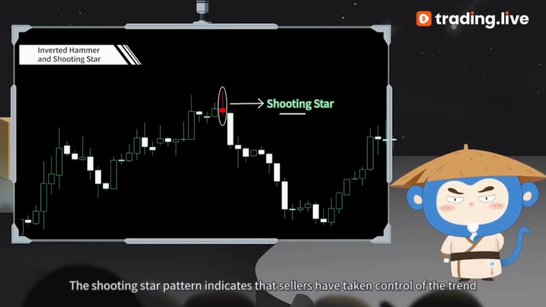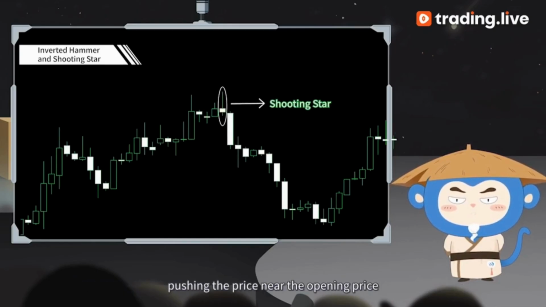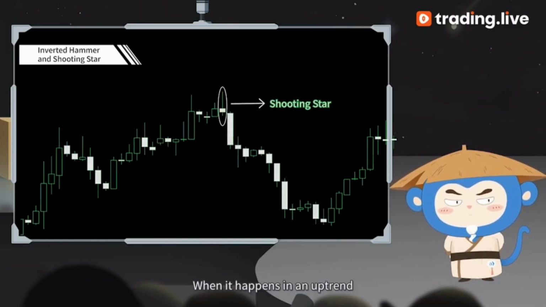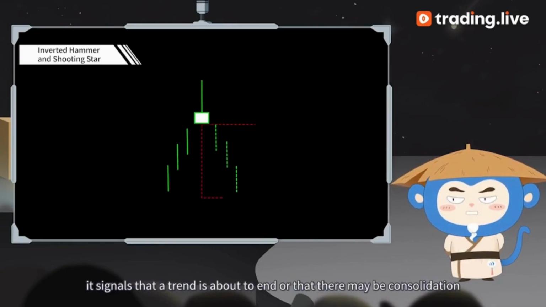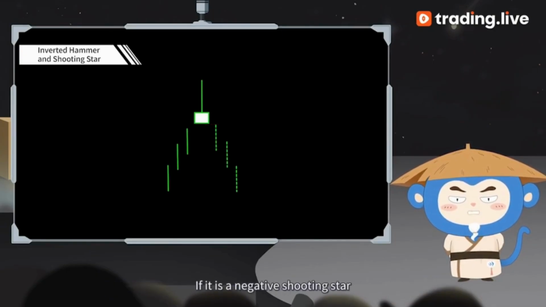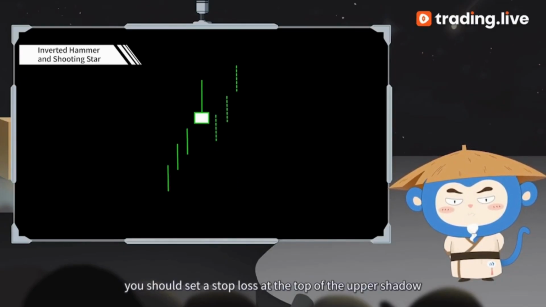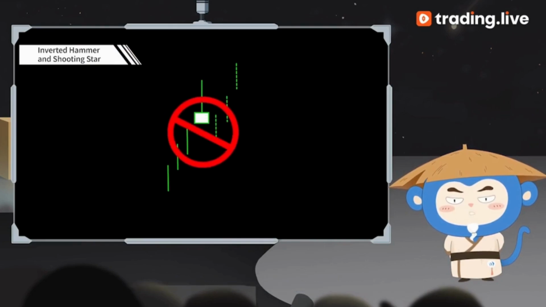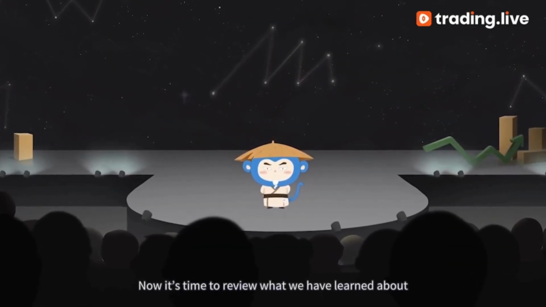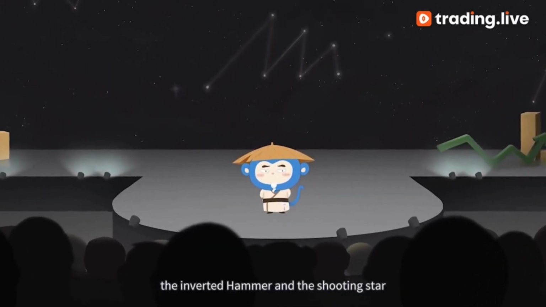The shooting star pattern indicates that sellers have taken control of the trend, pushing the price near the opening price. When it happens in an uptrend, it signals that the trend is about to end or that there may be consolidation. If it is a negative shooting star, it signals that the price will possibly fall. If you place a short order at that position, you should set a stop loss at the top of the upper shadow.